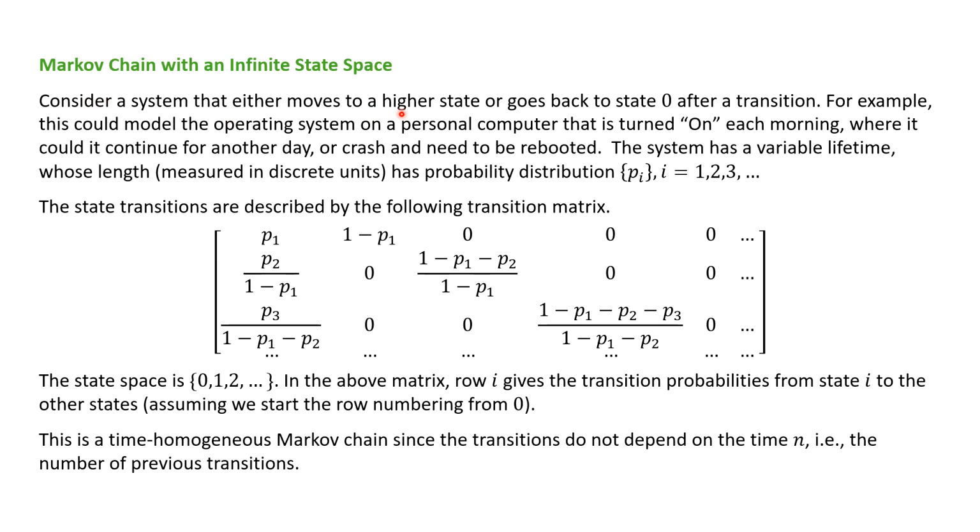Consider a system that either moves to a higher state or goes back to state 0 after a transition. For example, this could model the operating system on a personal computer that is turned on each morning, where it could continue for another day or crash and go to state 0 and need to be rebooted. The system has a variable lifetime whose length, measured in discrete units, has probability distribution P sub i. So for example, P sub 1 is the probability it crashes in 1 time unit, P sub 2 is the probability it crashes after 2 time units, and so on.